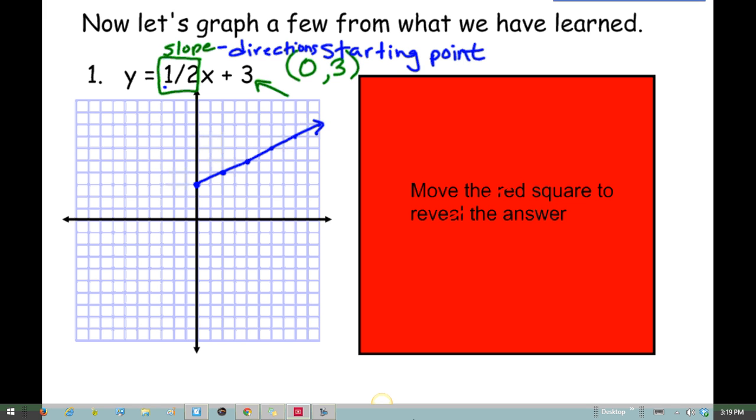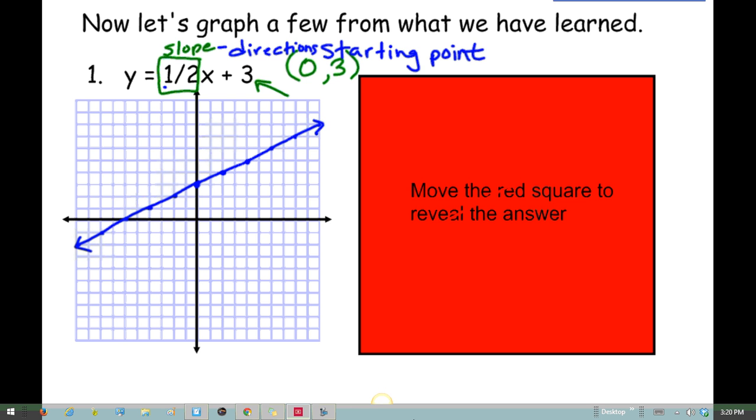Well, my graph goes on forever in the other direction as well. So the opposite of rise 1 and right 2 would be down 1, left 2. Down 1, left 2. You should be able to see that these points that I'm adding are the continuation of that same line. I'll put an arrowhead at that end to show that my graph goes on forever in both directions.